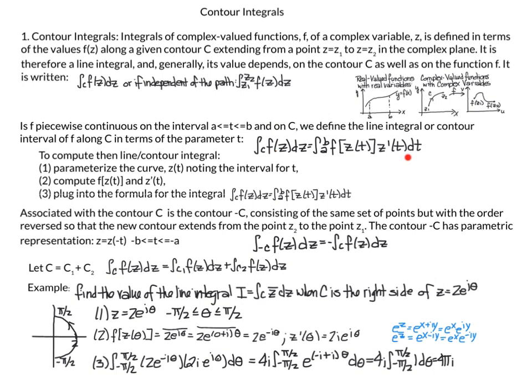And when I use this formula, I wrote down 3 steps that you might want to follow, or you might not. You might just plug in directly into the formula. But the idea is the first step you want to do is to parameterize the curve, z of t, and note the interval for t. So in other words, t goes from a to b. You need to know these a's and b's because they will become the limits of your integration. Then you're going to compute f composed of z and z prime of t, and then plug all the appropriate pieces into your formula. So we'll do some examples next.